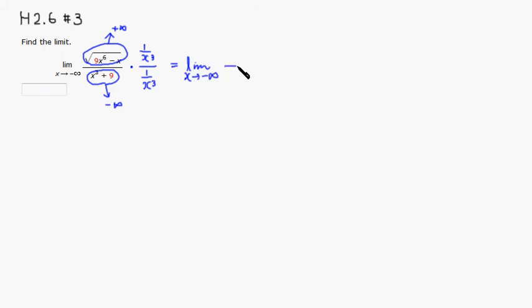Then in the denominator, x cubed divided by x cubed gives you 1, plus 9 divided by x cubed is 9 over x cubed. On top, this is the tricky part. Since x is approaching negative infinity, x is going to be a negative quantity. So 1 over x cubed is going to be negative, because a negative cubed is negative, and positive divided by negative is negative.